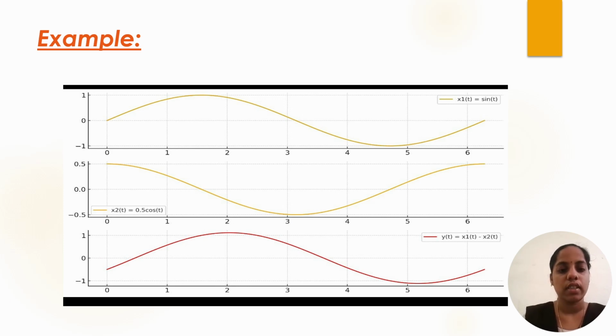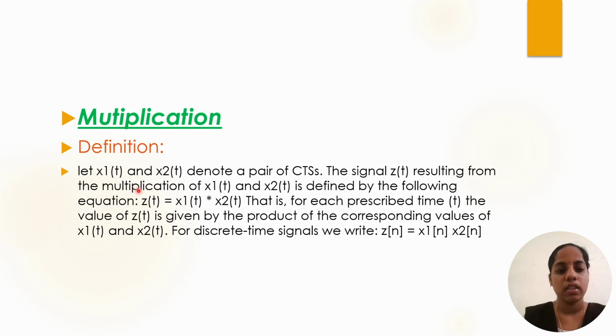And we go to the next operation, multiplication. Definition of multiplication of signals. Let x1 of t and x2 of t be denoted as signals, and z of t results from them, defined as follows: z of t equal to x1 of t multiplied by x2 of t.